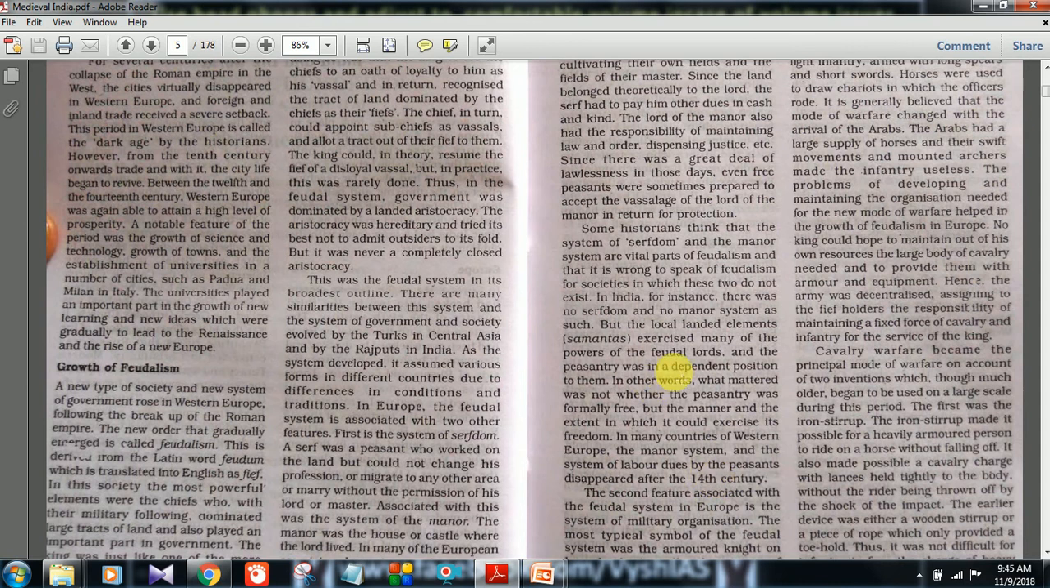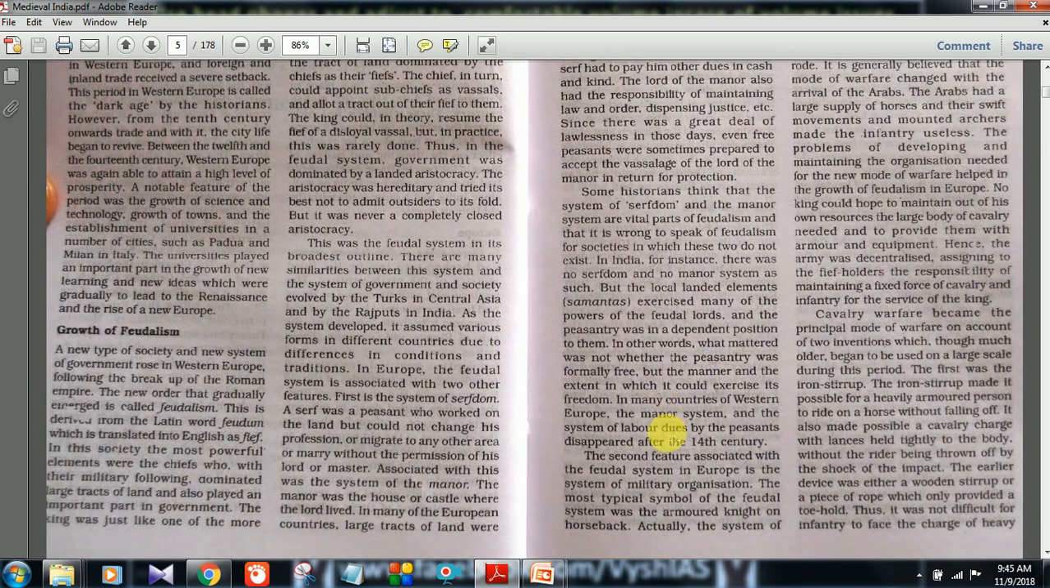So all these things are like that dark age. Okay, 8th century, 9, 10, 11. That is the time when all these things are happening, different kinds of systems. The second feature associated with the feudal system in Europe is the system of military organization.